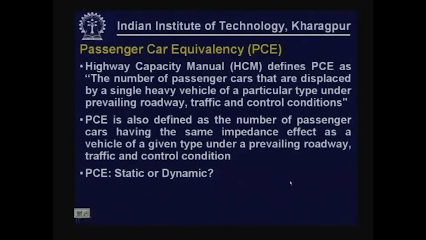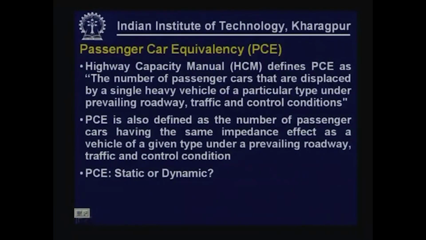Now, coming to the concept of passenger car equivalency, you have seen that in most developing countries we have mixed traffic operation. If you say the number of vehicles is 100, it is incomplete because 100 cars, 100 buses, 100 two-wheelers, or a mixture of all these, are all different. Therefore, this concept of passenger car equivalency is introduced. The Highway Capacity Manual defines passenger car equivalency as the number of passenger cars that are displaced by a single heavy vehicle of a particular type under prevailing roadway traffic and control conditions.